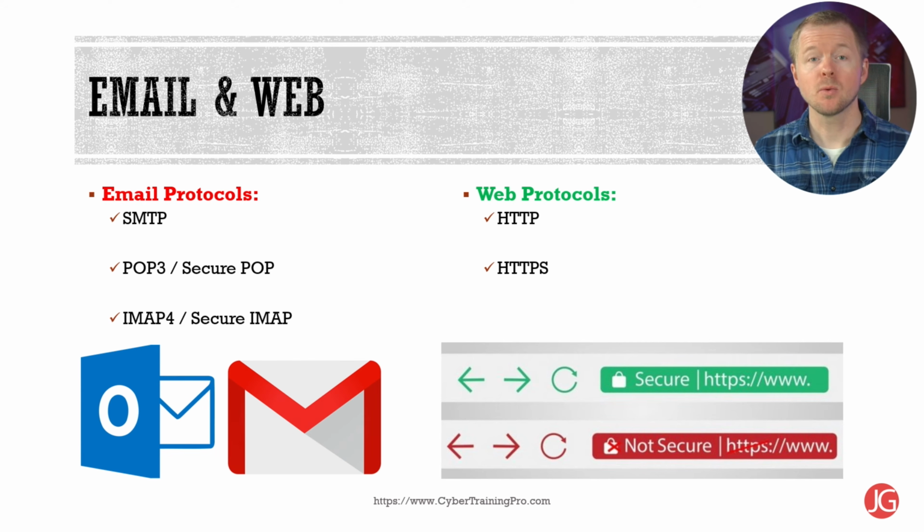POP3 and Secure POP, which is Post Office Protocol version 3, is another email protocol that you might be familiar with, and it uses TCP port 110 for unencrypted email and TCP port 995 for encrypted communications.